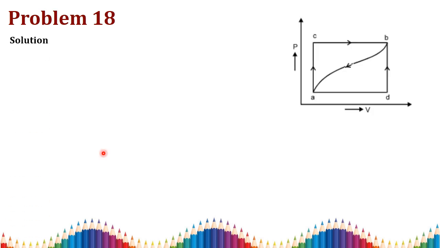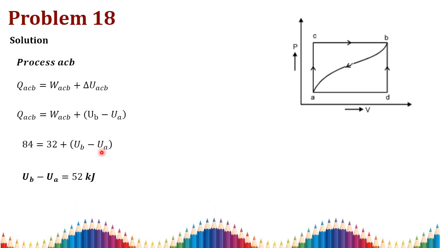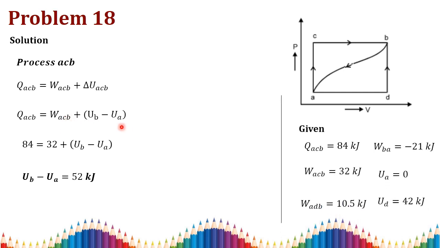So how are we going to approach this problem? By using the simple first law of thermodynamics for a process. Consider the process A, C and B. I am applying the first law of thermodynamics, that is Q is equal to W plus delta U, where the change in internal energy can be written as UB minus UA. From this relation you can find UB minus UA. Given Q of ACB is 84 kilojoule and work done as 32 kilojoule, you substitute the values and find UB minus UA as 52 kilojoule, that is delta U of ACB as 52 kilojoule.